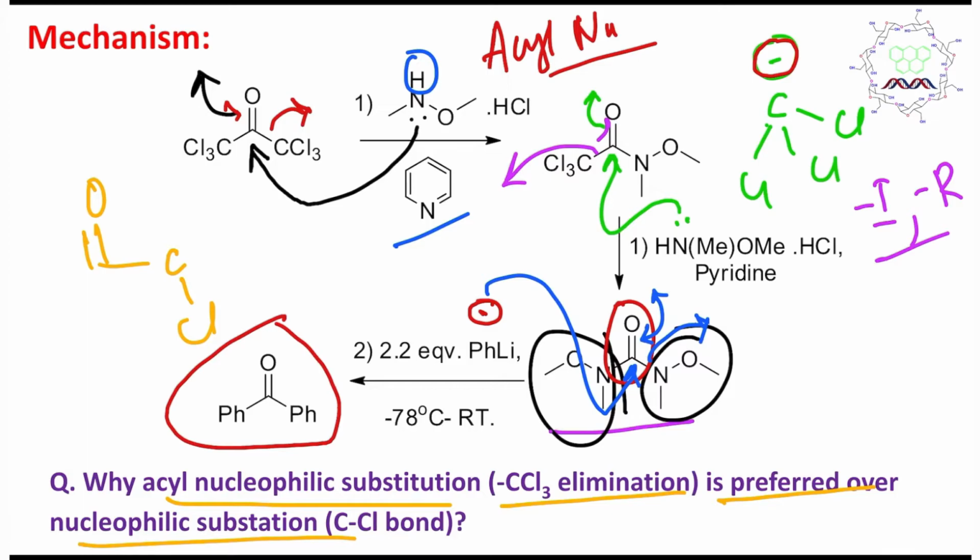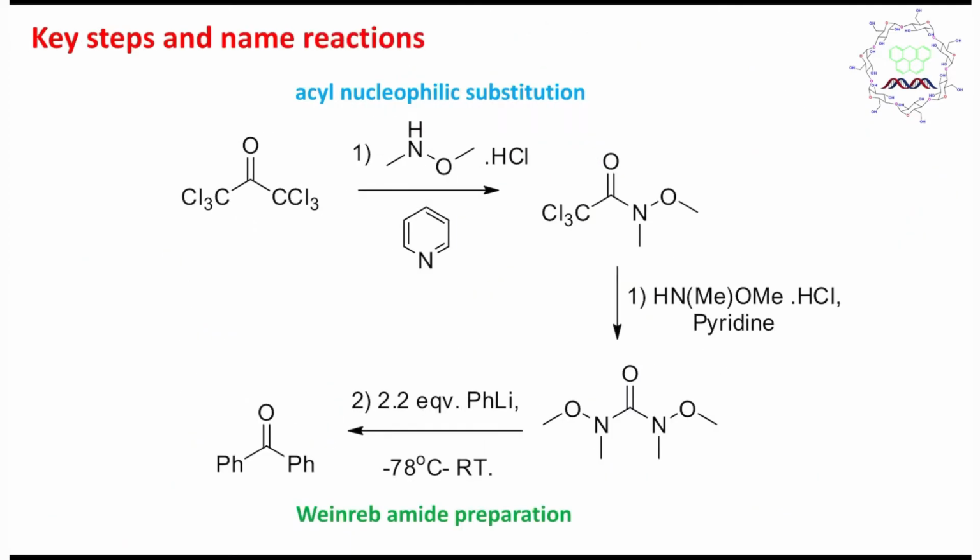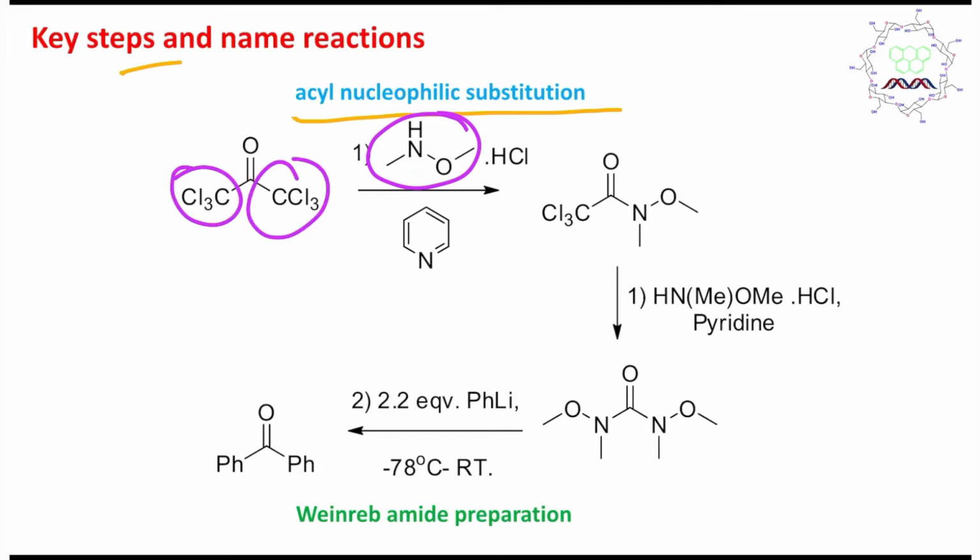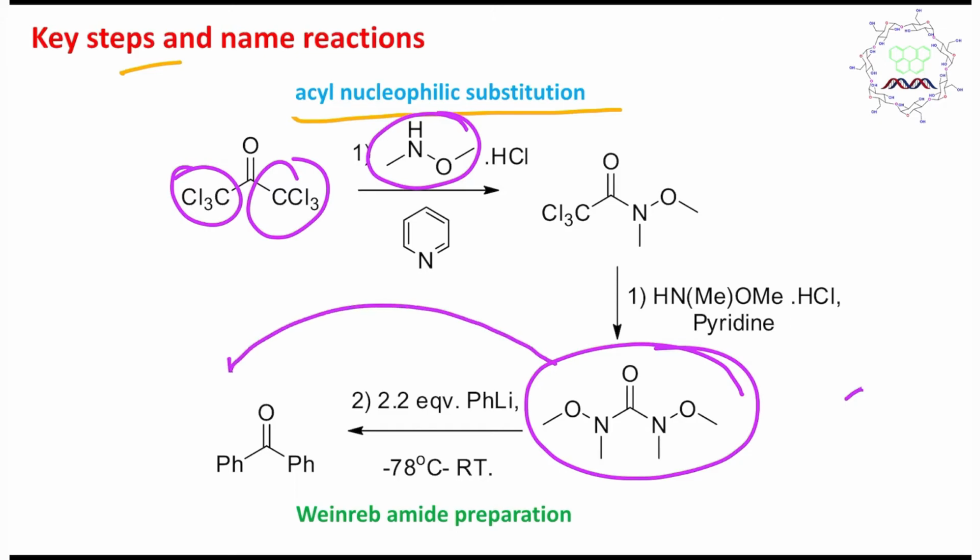Now this chemistry is called Weinreb amide chemistry. So it's very interesting for carbonyl compound preparation. If we look at the key steps and the name reaction associated here, the first step is acyl nucleophilic substitution, and this hydroxylamine derivative is activated because of the alpha effect, so it acts as a nucleophile. So two substitutions happen because two CCl3 are there, and the last step is associated with ketone preparation using Weinreb amide. So the Weinreb amide is produced after this, and this Weinreb amide is used for ketone preparation.